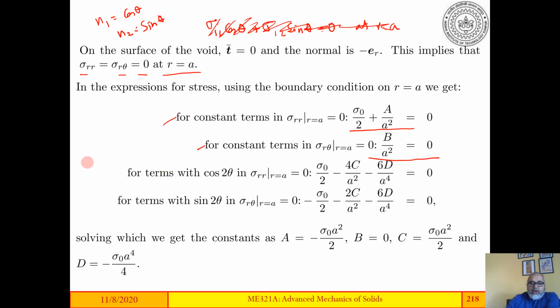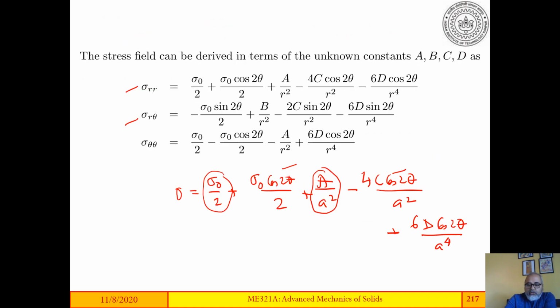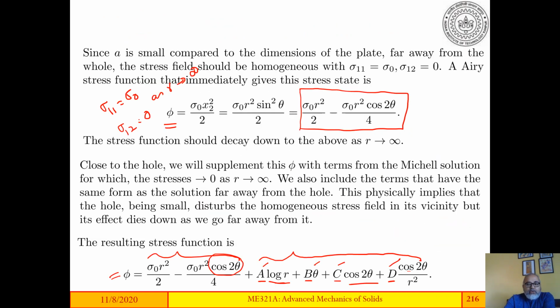Okay, and then cos 2 theta sigma RR at R equal to A leads to this, and sine 2 theta leads to this. So we have 4 equations, solve for the 4 constants that we get, which is why we started with 4 constants. We started with 4 terms. We could have taken more, but then we would not have had boundary conditions to solve. So all the necessary boundary conditions are satisfied by this formula.